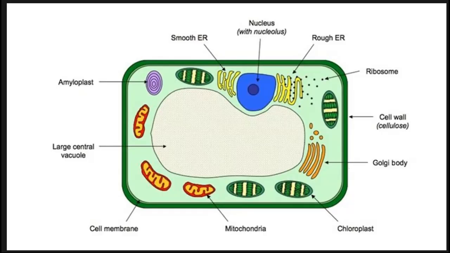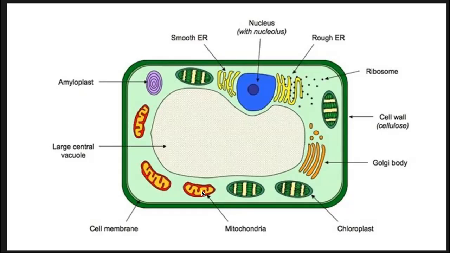And like a plasma membrane, which we say is semi-permeable, that is, it acts as a barrier to the entry or exit of substances. The cell wall does not act as a barrier, or it does not affect the movement of ions or substances into or out of a cell. And then we have a large central vacuole.